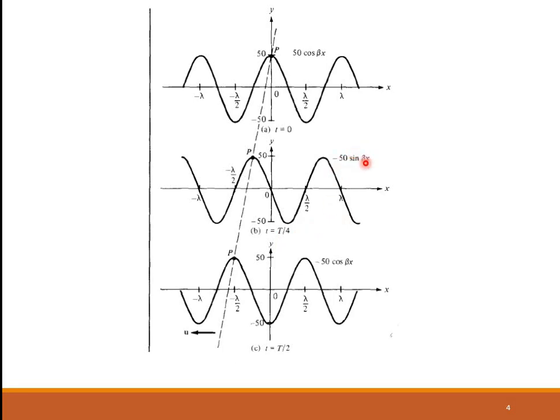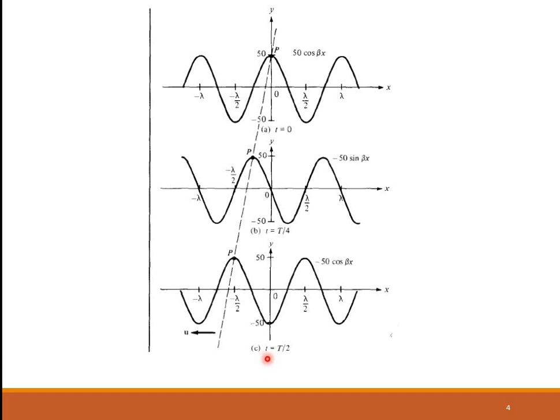Now for t equal to capital T by 4, how will you draw the waveform? What is the expression for Ey? Minus 50 sin beta x. That means it is a negative sine wave and the amplitude is minus 50. How do you draw a positive sine wave? A positive sine wave is like this. So a negative sine wave will be just the reverse, and the amplitude is minus 50.